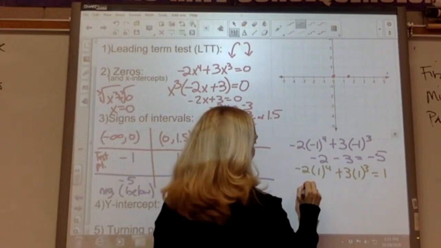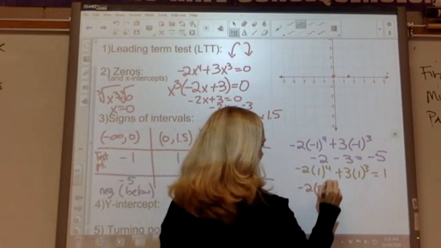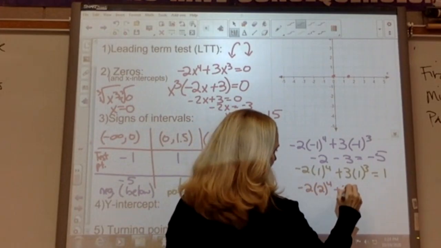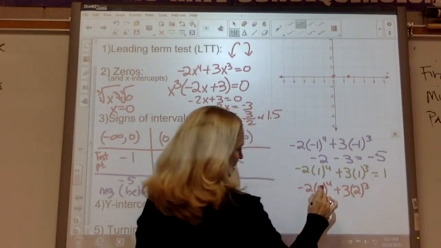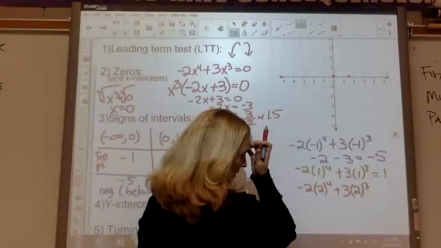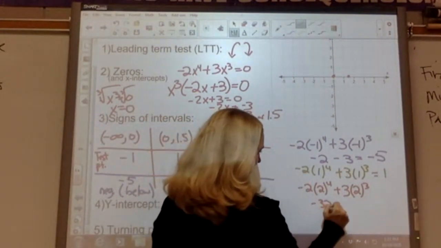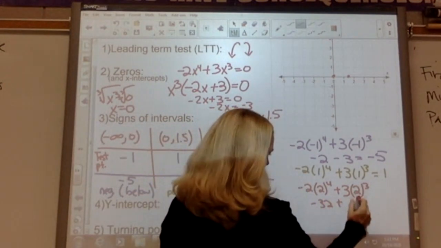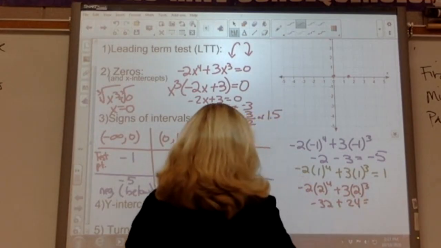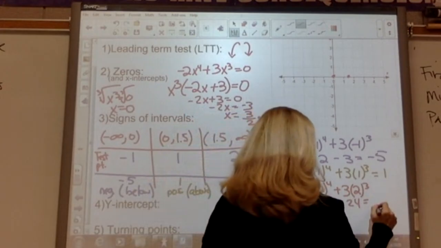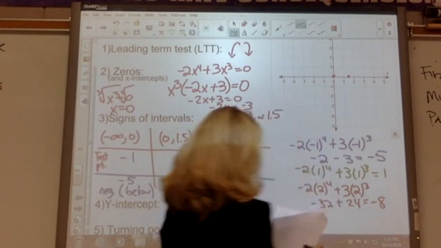So I have negative 2 times 2 to the 4th plus 3 times 2 cubed. So I work this out. This is negative 2 times 16, which is a negative 32, plus 2 cubed is 8. 8 times 3 is 24. And this gives me a negative 8. Okay?